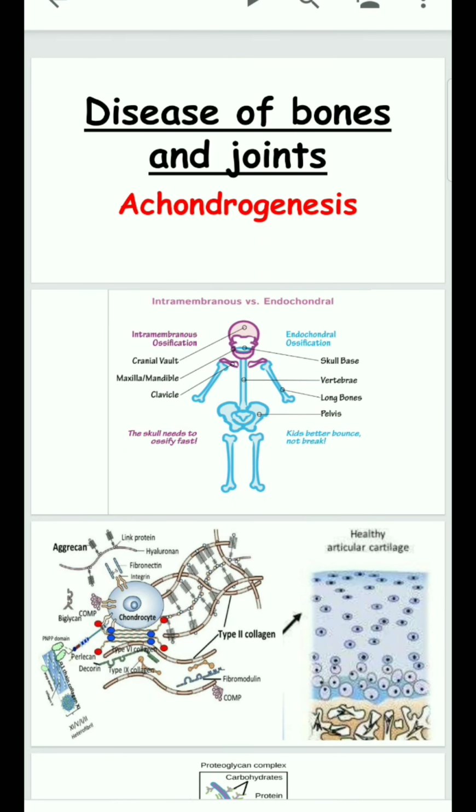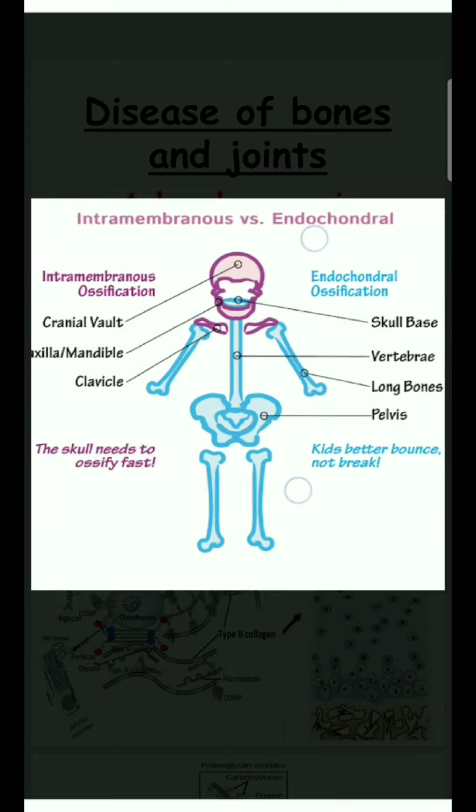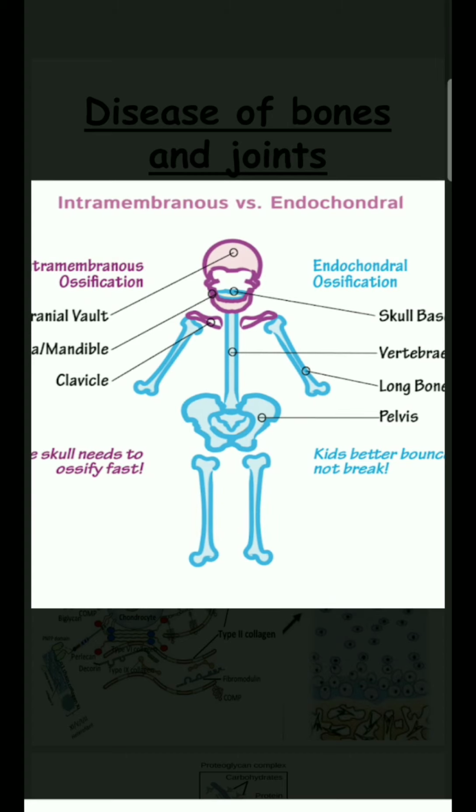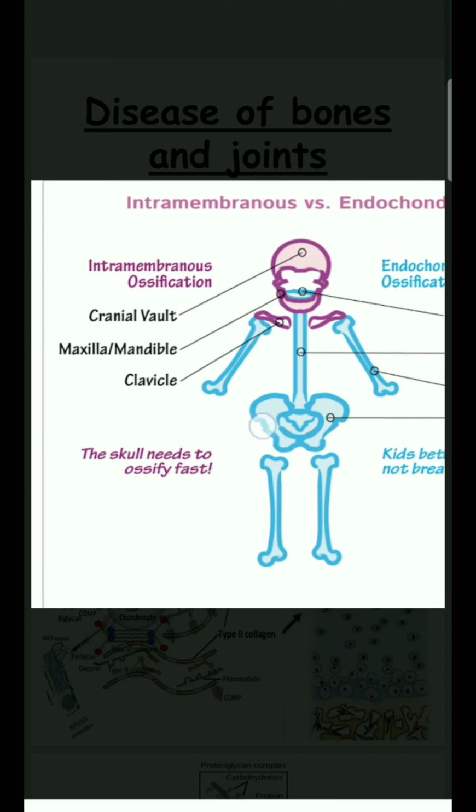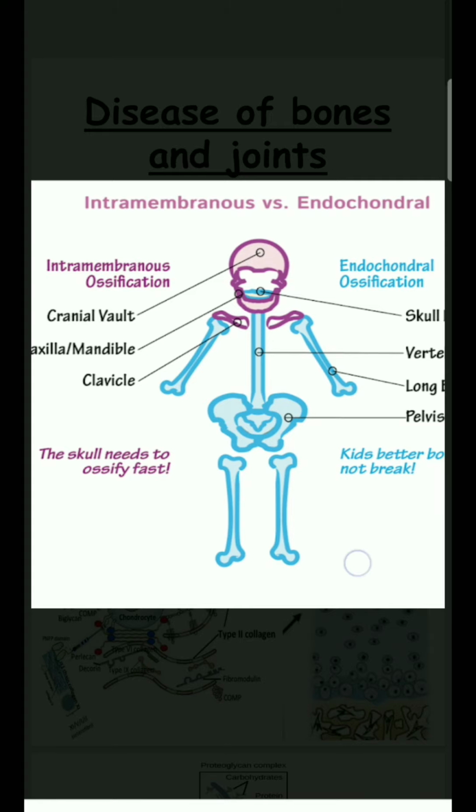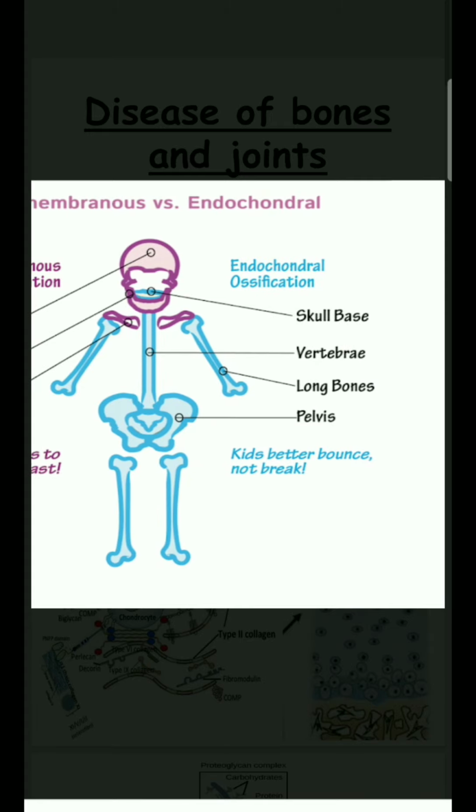Today we have to discuss the topic achondrogenesis, a disease of bones and joints. Before going to the topic, we need some more basics. Our bone is made up of two types of ossification: one is intramembranous ossification, another one is endochondral ossification.